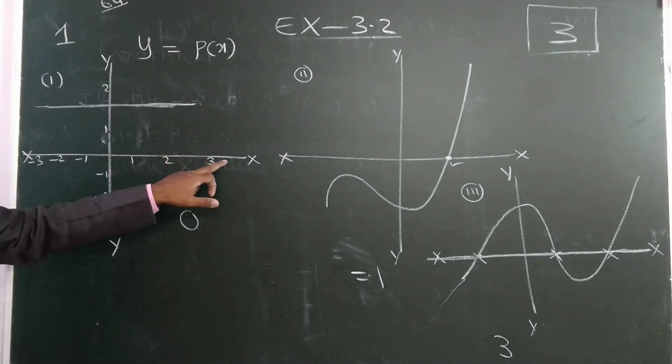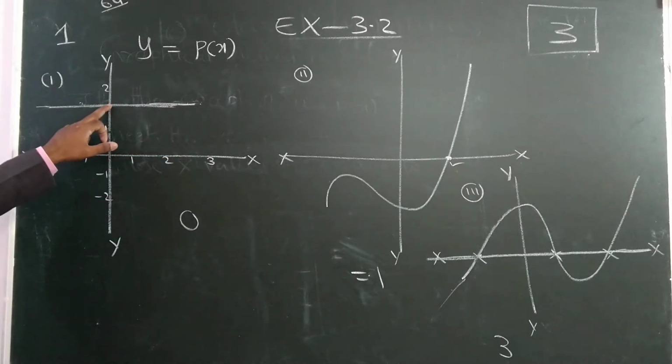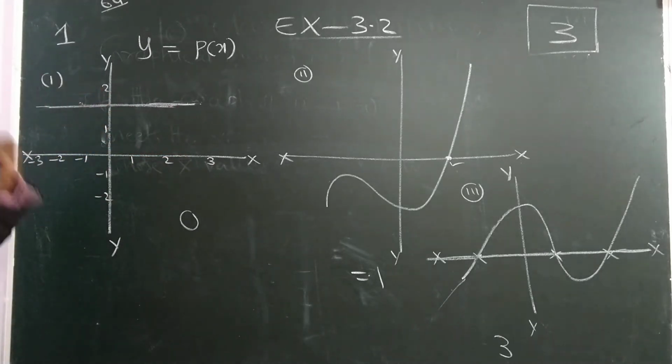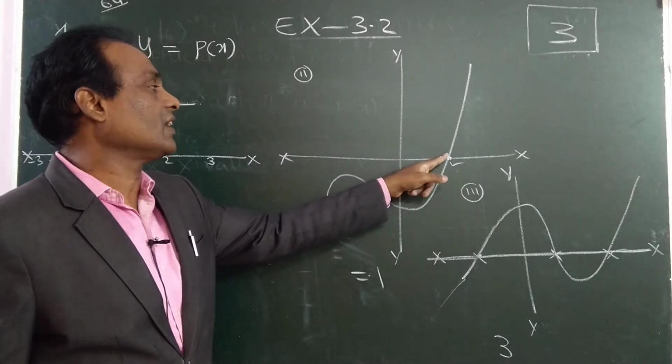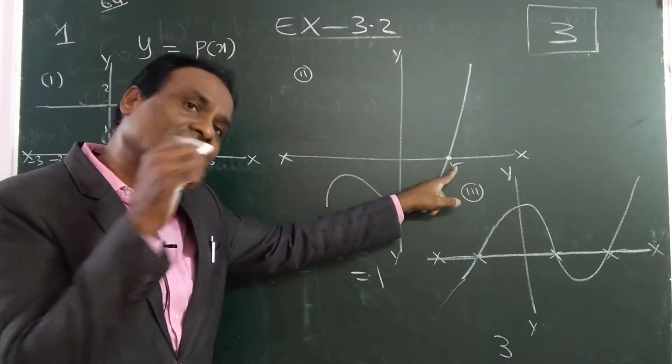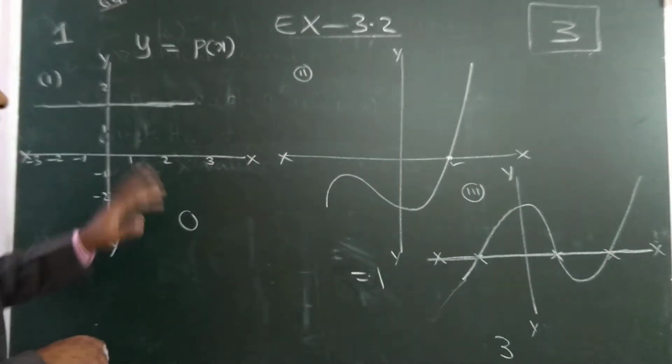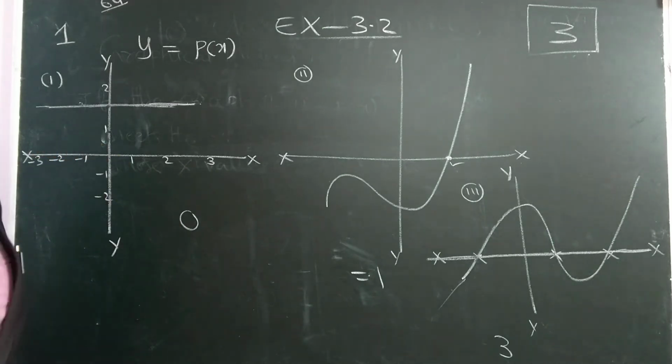It is not cutting the x-axis. It is cutting the y-axis, of course, but we should know where it is cutting the x-axis. If it is cutting the x-axis, that is the answer. If it is not cutting the x-axis, a zero of the polynomial doesn't exist.